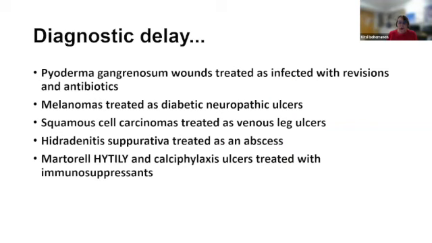We dermatologists often see miserable cases with atypical ulcers that have been misdiagnosed. Pyoderma gangrenosum treated with revisions, and the wounds enlarged. Melanomas treated as diabetic neuropathic ulcers. Squamous cell carcinomas treated as venous leg ulcers. HS, hidradenitis suppurativa, treated as an abscess, and Martorell ulcers and calciphylaxis treated with immunosuppressants. And that is one learning objective of my presentation, to give some diagnostic clues for these categories.